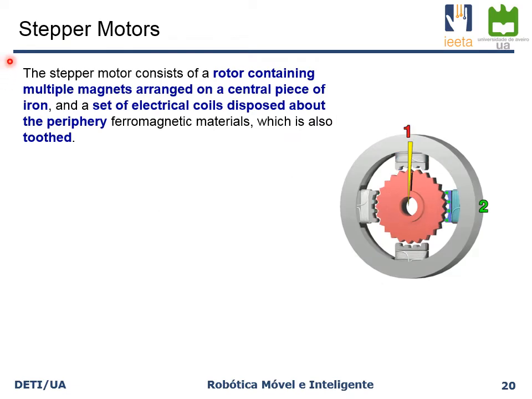Finally, let's just talk briefly about stepper motors, which is the third type of technology that you can normally find in electrical motors. In a stepper motor, there is a rotor that you can see here containing multiple magnets arranged on a central piece of iron. So the magnets are positioned on these triangle points that you can see here. And there is also a set of electrical coils disposed around the periphery. This is the non-rotating part. This is the rotating part.